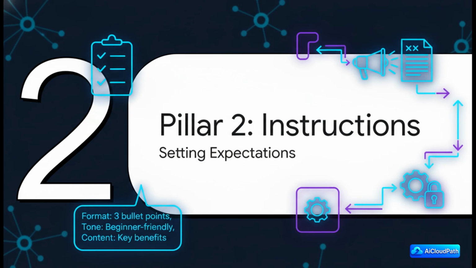All right, so we've set the stage with context. Now it's time for pillar number two, giving clear instructions. This is where we get really, really specific. I'm talking about telling the AI exactly what you want. The format, the tone, the content, all of it.